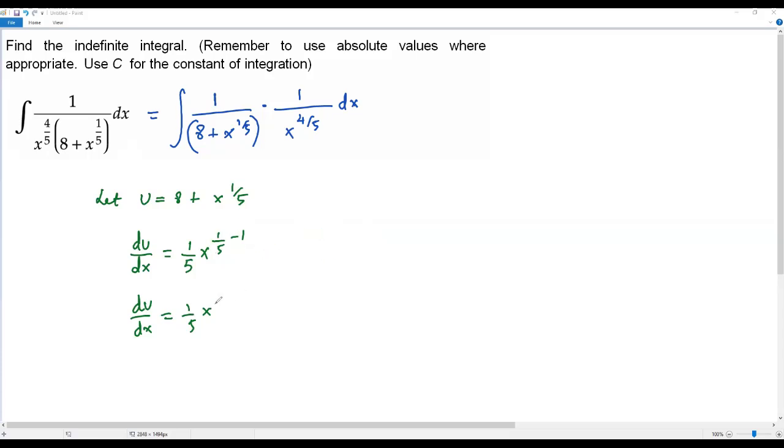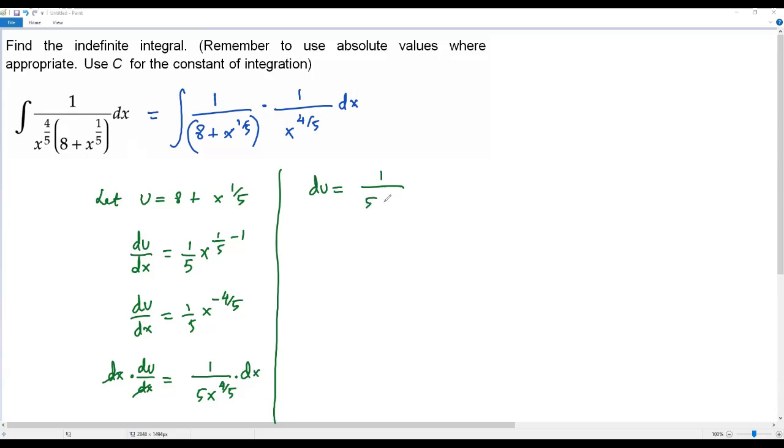Let me write it over here. So we have negative 4/5. Since the exponent over here is negative, we can move this term to the denominator to make this exponent positive. So then I'm getting du over dx equals 1 over 5 times x to the power of 4/5. Now to solve for du, I have to get rid of the dx in the denominator. For that I have to multiply both sides by dx, and then the dx over here will cancel out. Let me continue the result over here: du equals 1 over 5 times x to the power of 4/5 times dx.